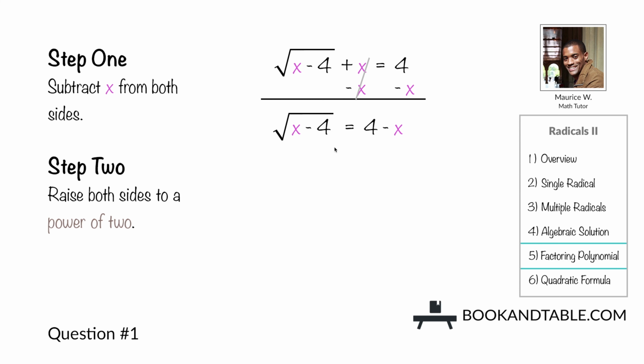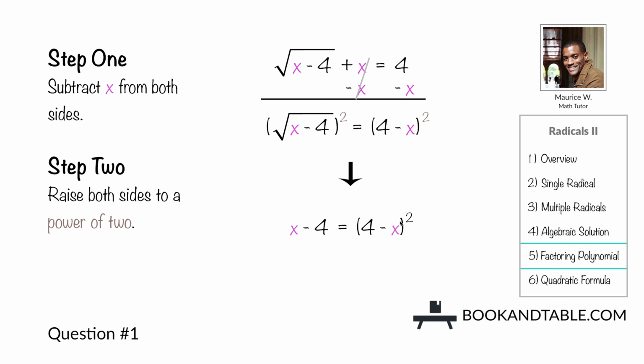Question number 1. The square root of x minus 4 plus x is equal to 4. So you want to isolate the first radical. You do that by step 1, subtract x from both sides. That leaves you with the square root of x minus 4 on the left side of your equation and 4 minus x on the right side. You now, step 2, want to raise both sides of the equation to a power of 2. That negates this radical sign, leaving you with x minus 4 on the left side and (4 minus x) squared on the right side.